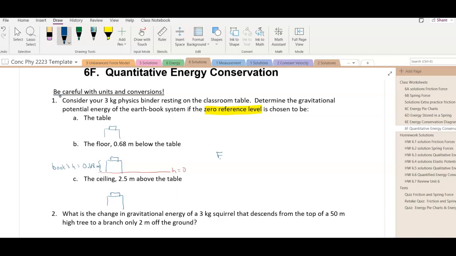And so then we could say, okay, so right now, the gravitational potential energy of the book is its mass times g times h. Well, the mass is 3 kilograms, g is 9.8, and the height is 0.68 meters above the ground. And so right now it has a gravitational potential energy of 19.992 joules.